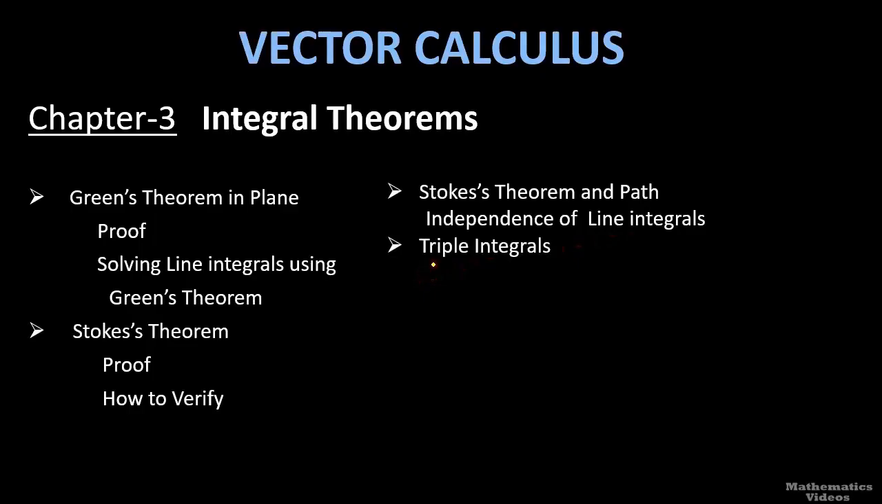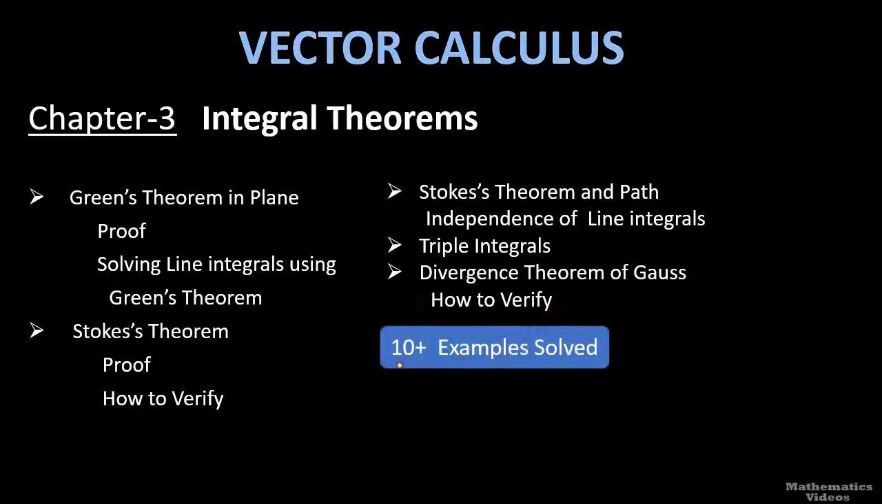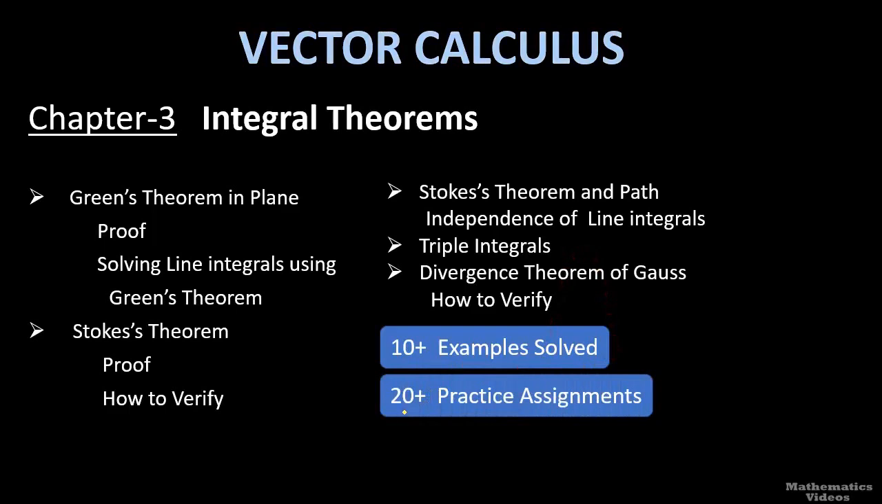And then we will learn how we can calculate the triple integrals. The triple integrals are necessary to discuss because in the next topic we are going to state and prove the third theorem of this chapter, which is the divergence theorem that requires the knowledge of triple integrals. And this is the divergence theorem of Gauss. And we will learn how we can verify this theorem using an example. Only more than 10 examples are included in this chapter because this chapter is mostly theoretical, and more than 20 practice assignments are included. Let me move to the fourth chapter.